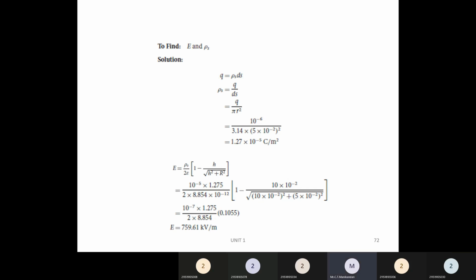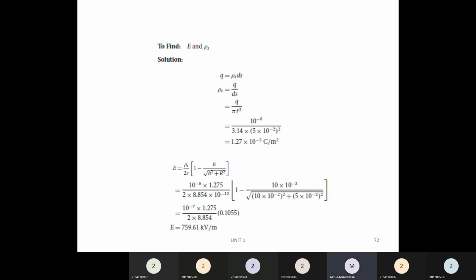So E equal to rho S divided by 2 epsilon into 1 minus H by root of H square plus R square. We know the H value and R value. If we substitute, we need rho S. How can we find rho S? It is Q by dS, that is pi R square, the area of the circle. R value you know, so pi into 10 power minus 2 squared. If you substitute that, you will get rho S value as 1.27 into 10 power minus 5.